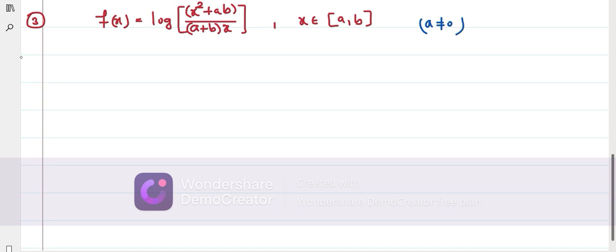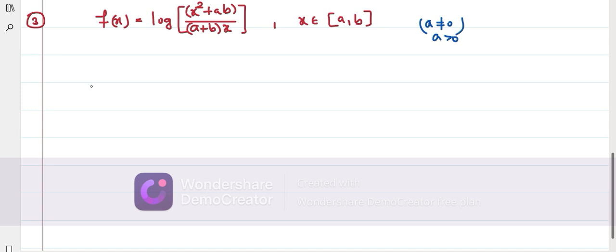Now here a is not equal to 0. Then the condition holds. Fine. Now I want to check whether this is continuous. Yes, it is continuous. On the positive side, a and b both are positive. Now clearly I can say that the log function is continuous on this interval, and it is differentiable also.